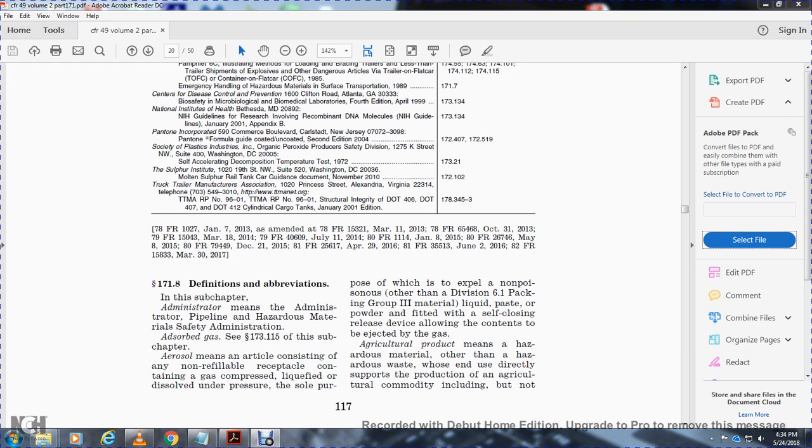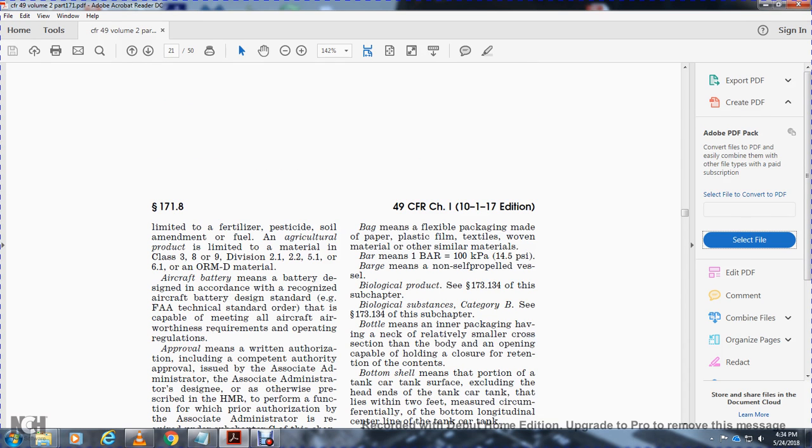Agricultural product means a hazardous material, other than a hazardous waste, whose end use directly supports the production of agricultural commodities, including but not limited to fertilizer, pesticide, soil amendment, or fuel. The agricultural product is listed for the material in Class 3, 8, or 9, in Divisions 2.1, 2.2, 5.1, and 6.1, and in ORM-D material.